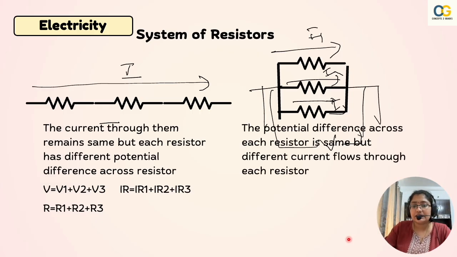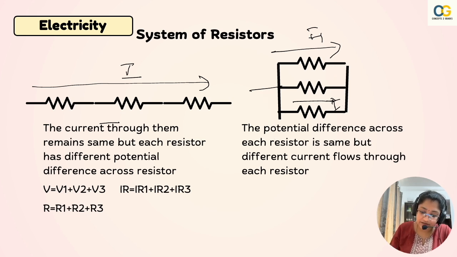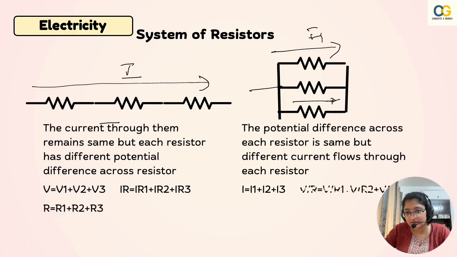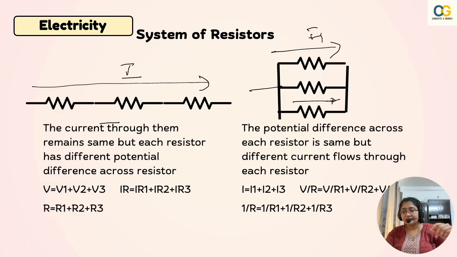In the case of parallel, the potential difference is the same, but different current will flow across each resistor. So since different current will flow, total current would be I1 plus I2 plus I3. And applying Ohm's law again, V by R will be equal to V by R1 plus V by R2 plus V by R3. So in parallel, 1 by R will be equal to 1 by R1 plus 1 by R2 plus 1 by R3. That is the formula for resistors connected in parallel and how you will get the total equivalent resistance.